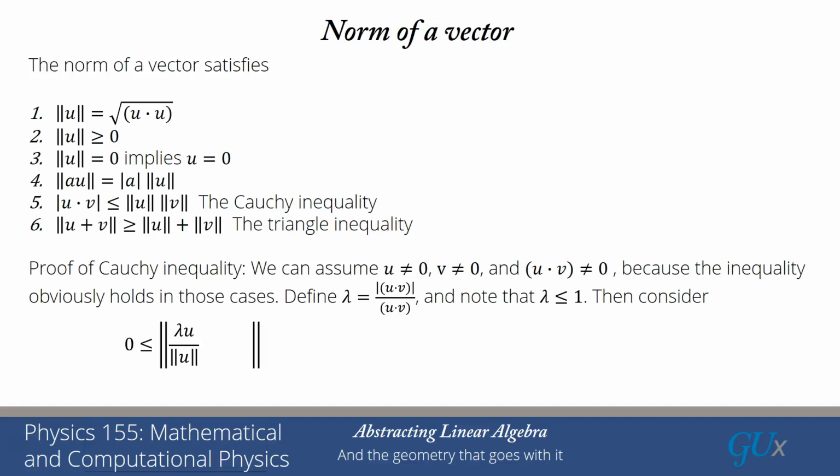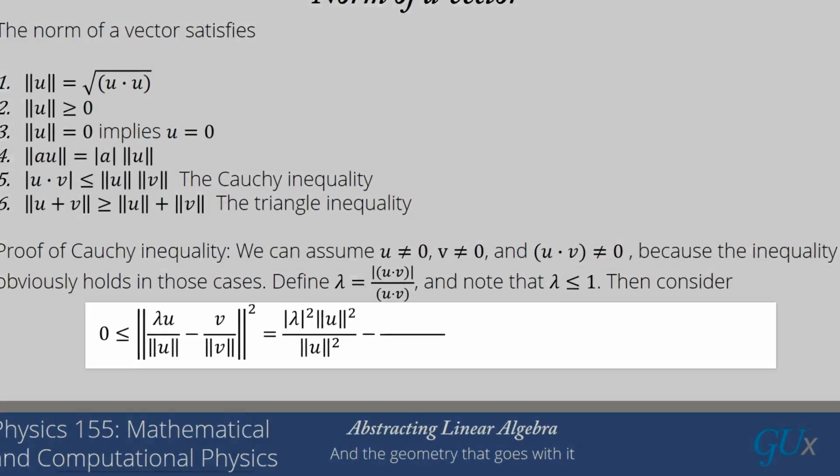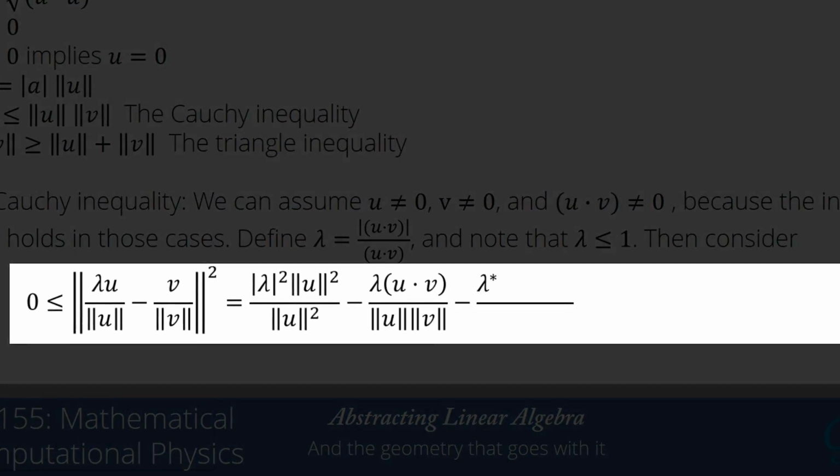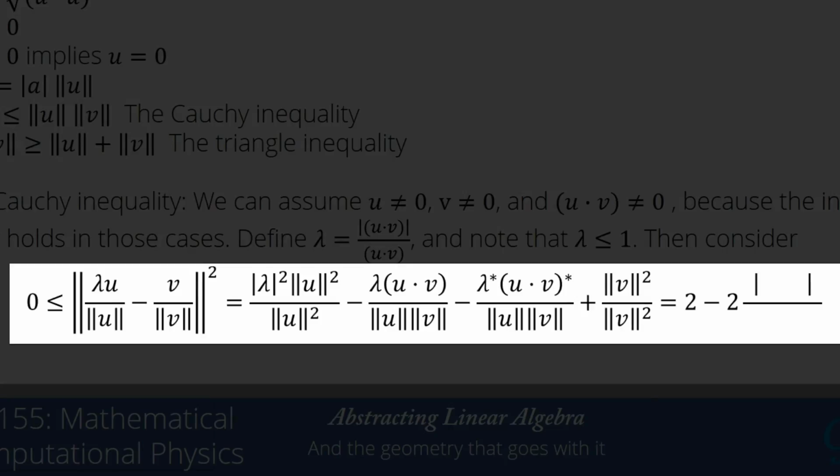So now let's look at the following thing. We're going to look at the norm of lambda times u divided by the norm of u, minus v divided by the norm of v. So I can think of u divided by the norm of u as a unit vector, v divided by the norm of v as a unit vector. And because the absolute value of lambda is equal to 1, that also is going to end up being something that is looking like a unit vector, or less than or equal to 1.